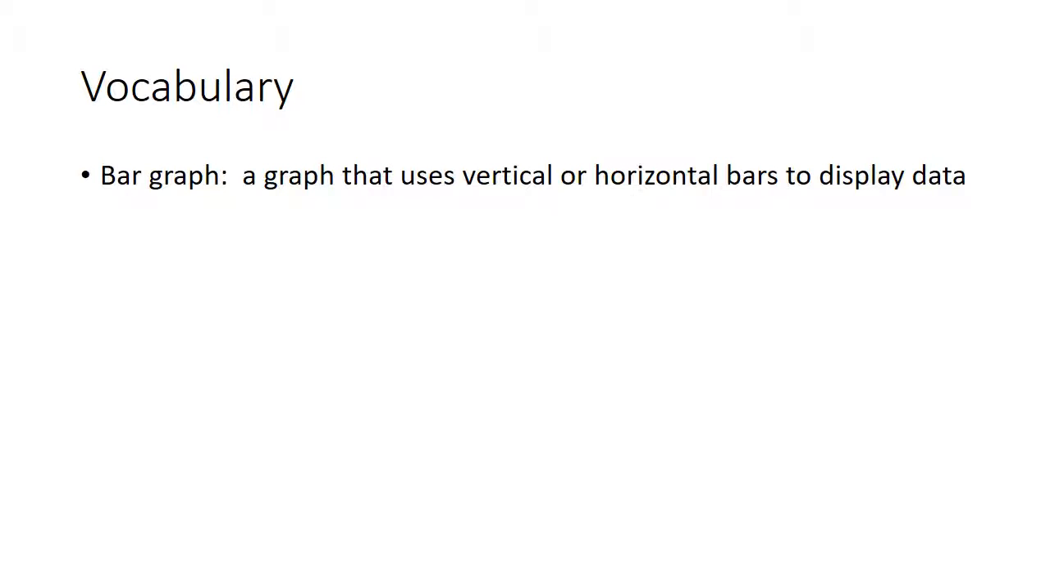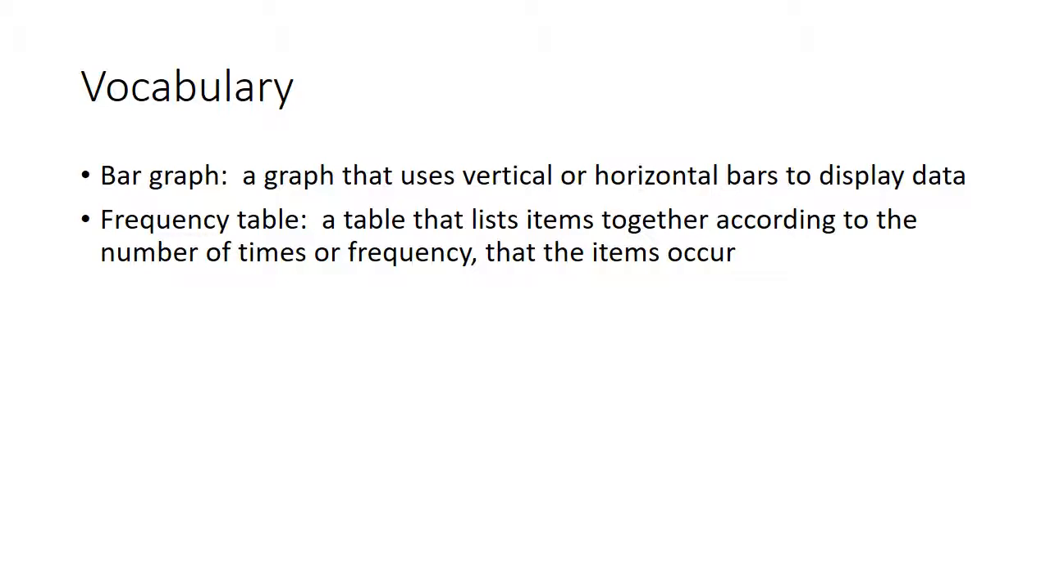A bar graph is one that you've probably seen before. You can either use vertical or horizontal bars to display your data. A frequency table is going to list items together according to the number of times that they happen. Kind of like the video from yesterday with the kittens. That was a frequency table. I'll show you how to make those.